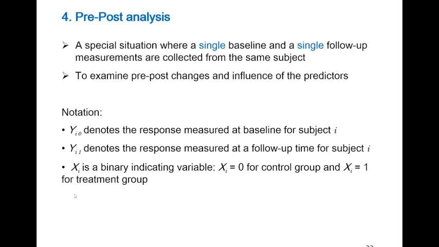Then let's say I have just 2 groups. So I introduce X sub i, a binary indicator variable, 0 indicating control group, 1 indicating treatment group. Just for simplicity, I'm considering 2 groups, but you could extend this to 3, 4, 5 groups.